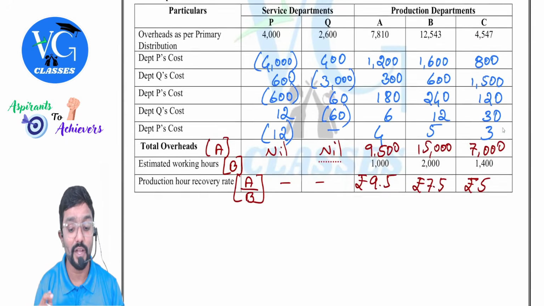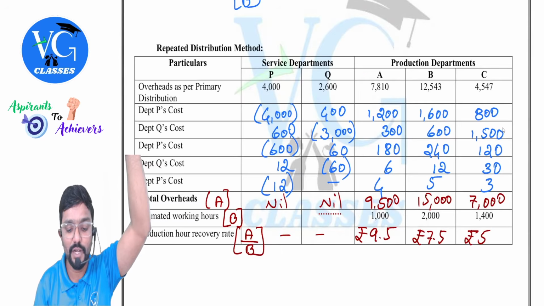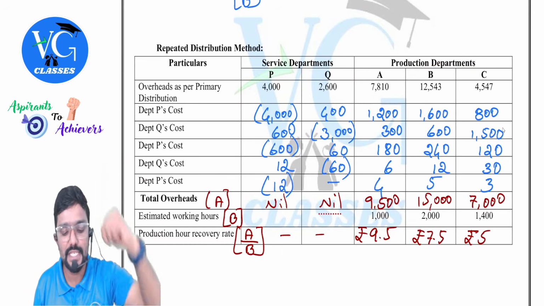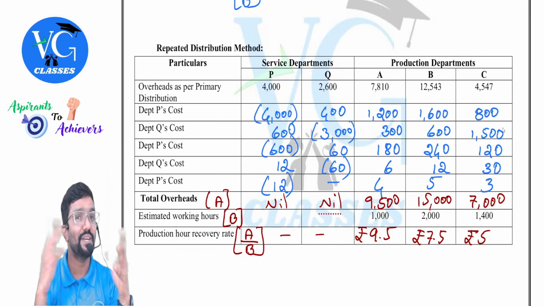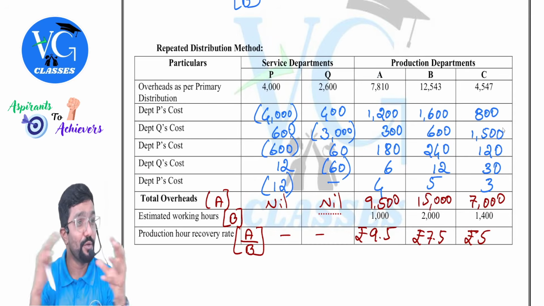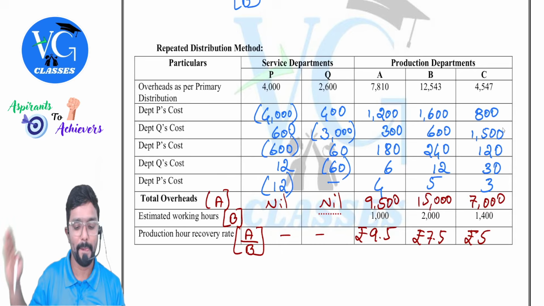Please be careful with the columns. Because the columns given in the question might be different from what you have taken here. When you are redistributing, I suggest you take first service department and then production department. But in the question, they might not have given it in the same order. So when you are taking the ratio, by mistake you may take it to the wrong columns. Okay.